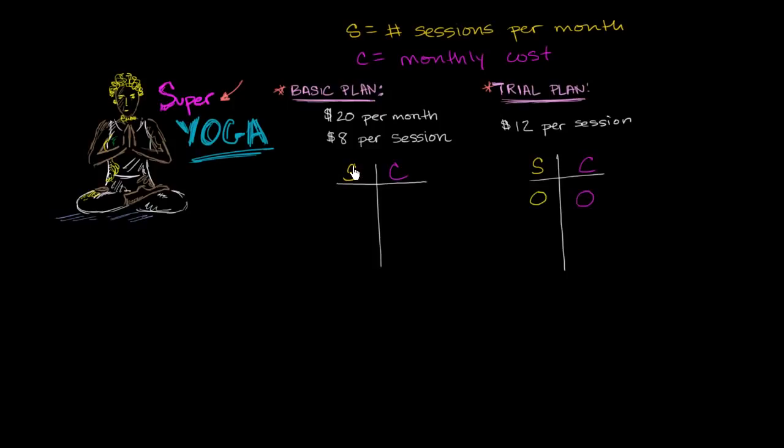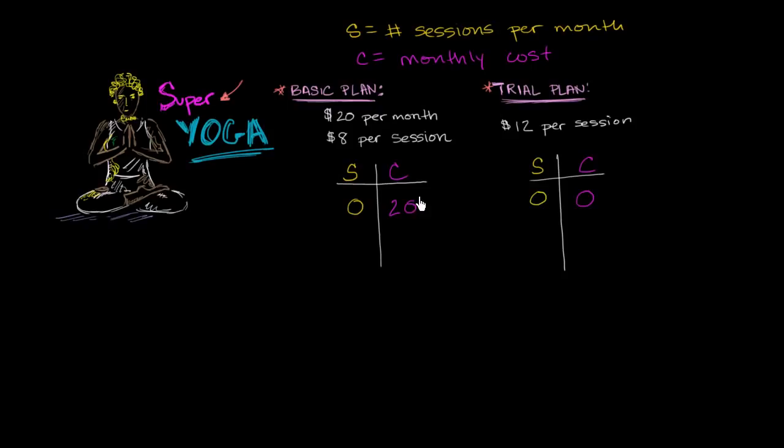Now what about that same question under the basic plan? If I have the basic plan, but in a given month I attend no sessions, I don't go to this yoga gym at all, how much am I going to have to pay? Well, it's $8 per session. I didn't go to any sessions, so I'm not going to have to pay anything on a per session basis, but I will have to pay that $20 per month. So I will have to pay $20, even though I didn't even attend. That doesn't seem so good in that scenario. But let's keep working through other scenarios.